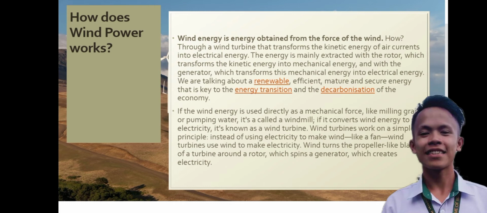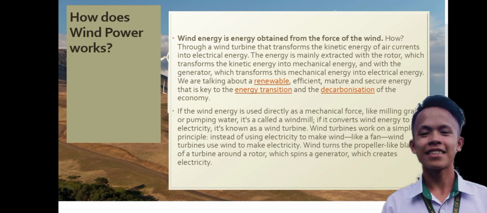Wind hits the turbine blades, causing them to rotate and turn the turbine connected to them, which changes the kinetic energy to rotational energy by moving a shaft connected to a generator, producing electrical energy through electromagnetism. And we are talking about a renewable, efficient, natural and secure energy that is key to the energy transition and the decarbonization of the economy.